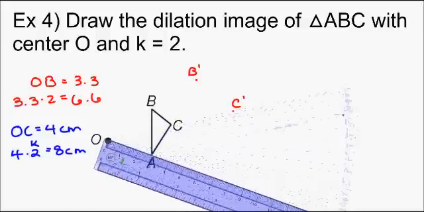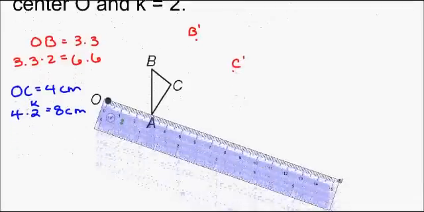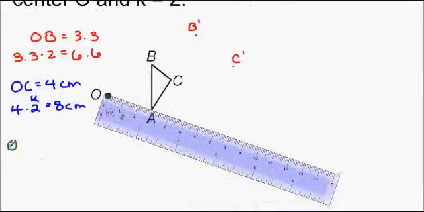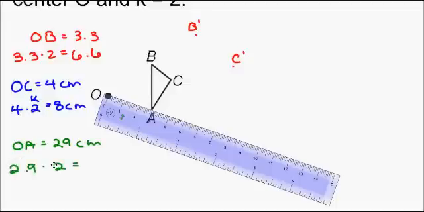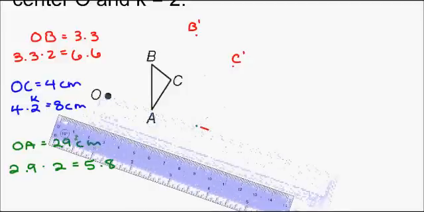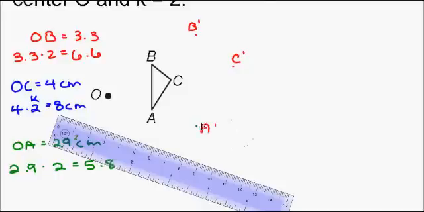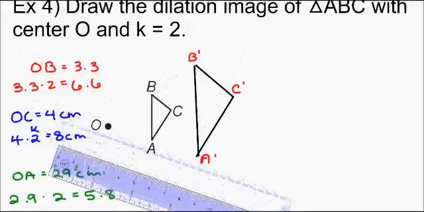And last, I'm going to do A here, and we're a little less than 3 centimeters. I'll call it 2.9. So OA is 2.9 centimeters. And then 2.9 times 2 is 5.8. So 5.8, and I have my A prime. And then once you have your 3 points, all you have to do to finish up this enlargement is connect the dots. And so really drawing dilations, even off of the coordinate plane, isn't too terrible. You've had worse constructions with me. Okay, so there we go. Triangle A prime, B prime, C prime. And that is the end of lesson 5.